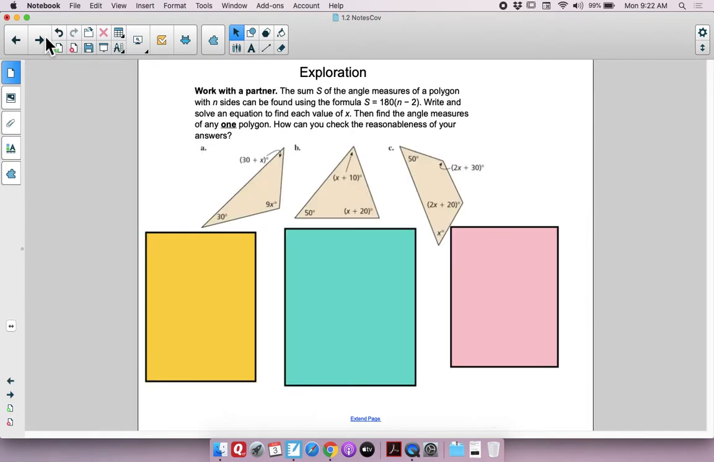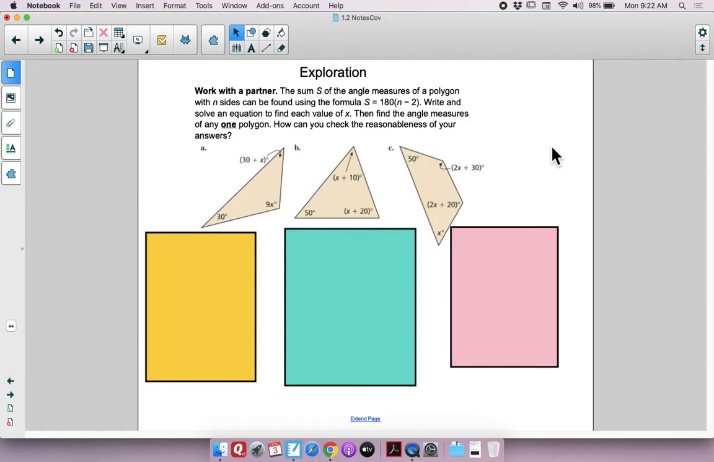Okay. All right, here's a cool little exploration. Obviously, it says work with a partner. You may be able to try and do that if you want to give someone a call or FaceTime someone or whatever. If not, you can try it by yourself or grab someone in your house.